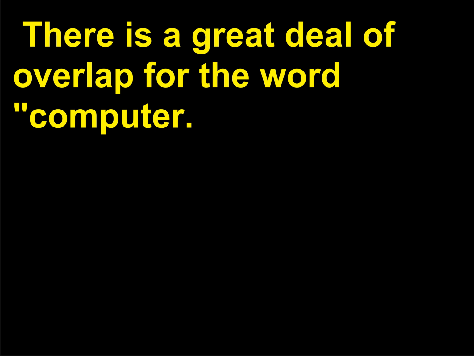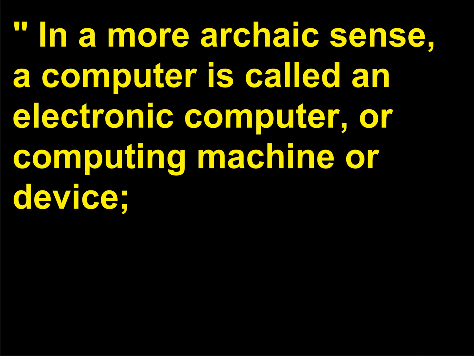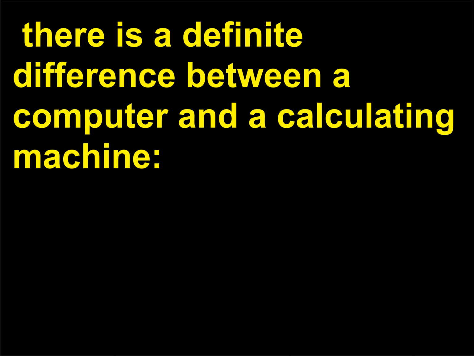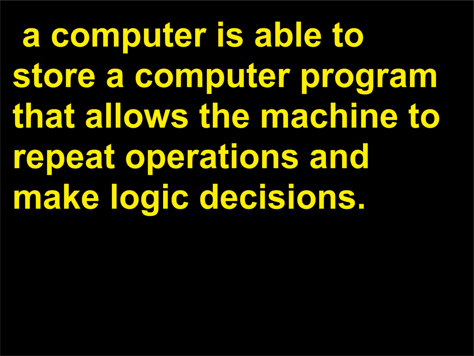There is a great deal of overlap for the word computer. In a more archaic sense, a computer is called an electronic computer, or computing machine or device. The more common expressions include data processors or information processing systems. But remember, there is a definite difference between a computer and a calculating machine. A computer is able to store a computer program that allows the machine to repeat operations and make logic decisions.